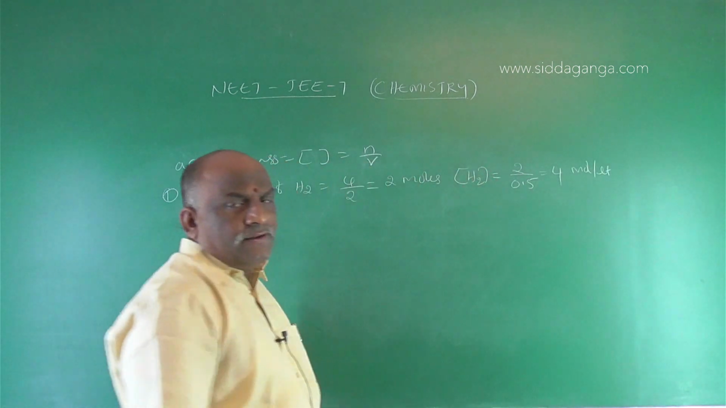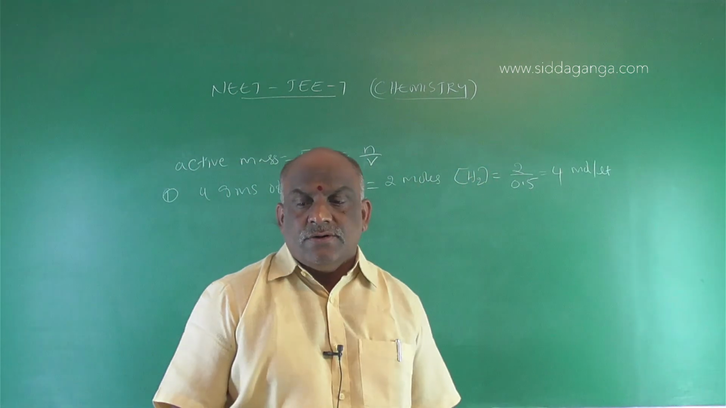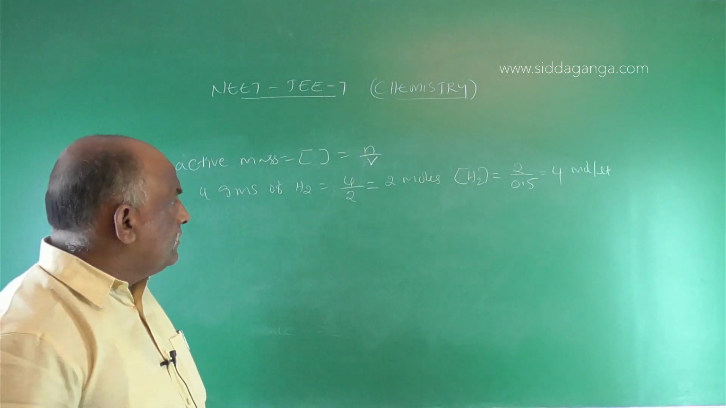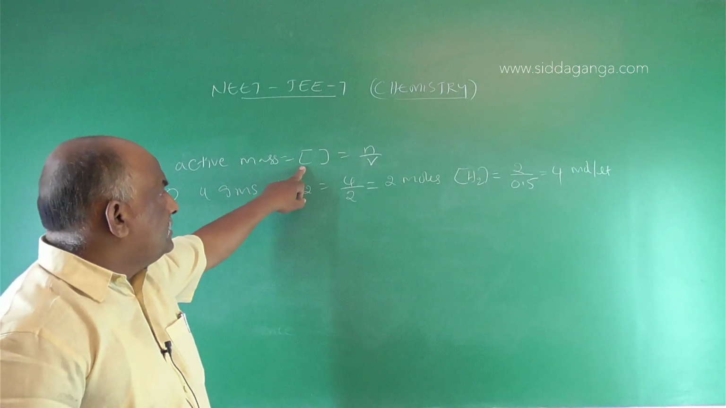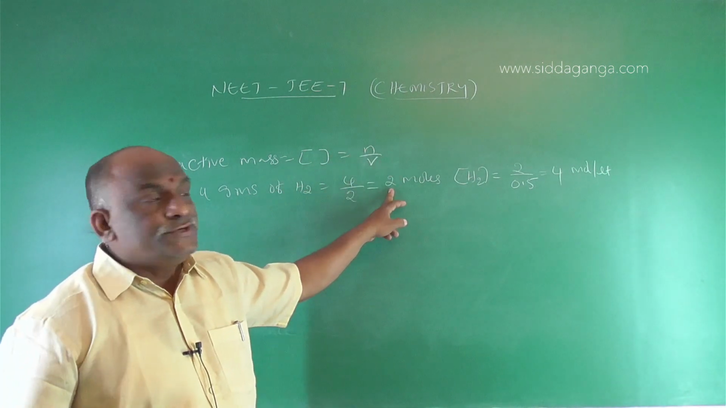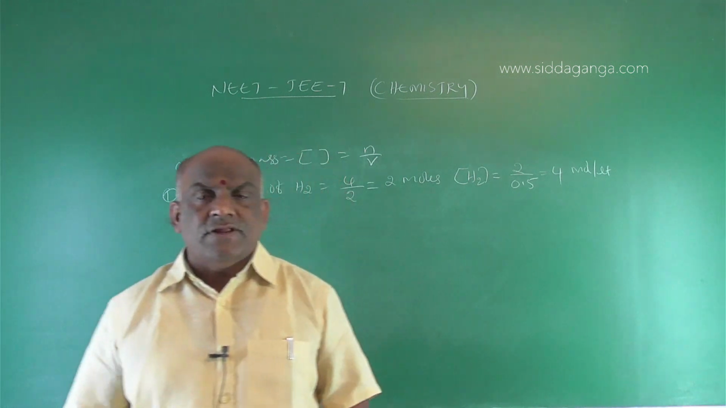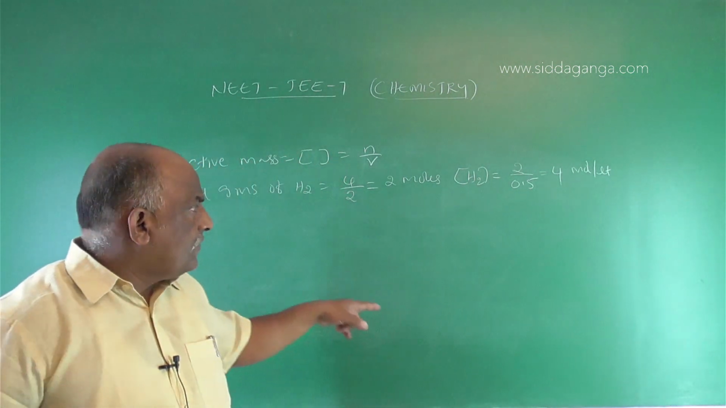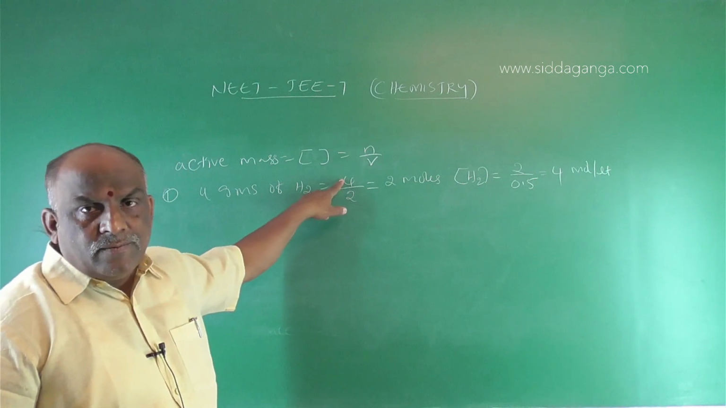4 moles per liter, that is the active mass of hydrogen. How many grams? 4 grams of hydrogen, active mass is equal to 4 moles per liter. Once again I am repeating this: active mass is equal to n by V. What is n? Number of moles. What is V? Volume of the solution in liters. Here the volume is given in milliliters, so you convert the milliliters into liters, that is 0.5. The weight given is 4, the molecular weight is 2.